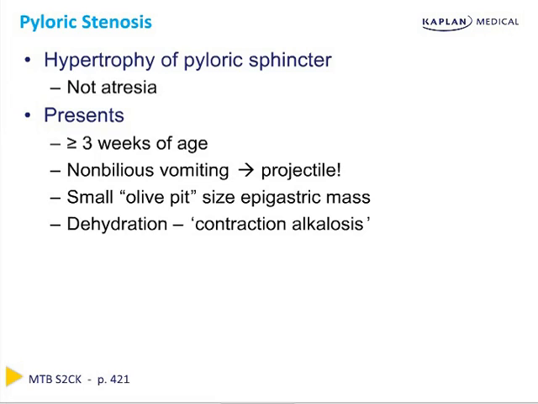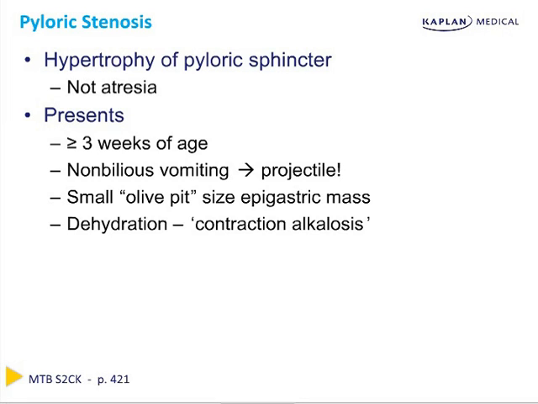These patients also tend to present with dehydration and a contraction alkalosis and abnormal lab signs such as hypochloremic, hypokalemic metabolic alkalosis. That's a contraction alkalosis. So pay attention to lab values when you're taking your Step 2, because Step 2 often tends to give you a ton of lab values.